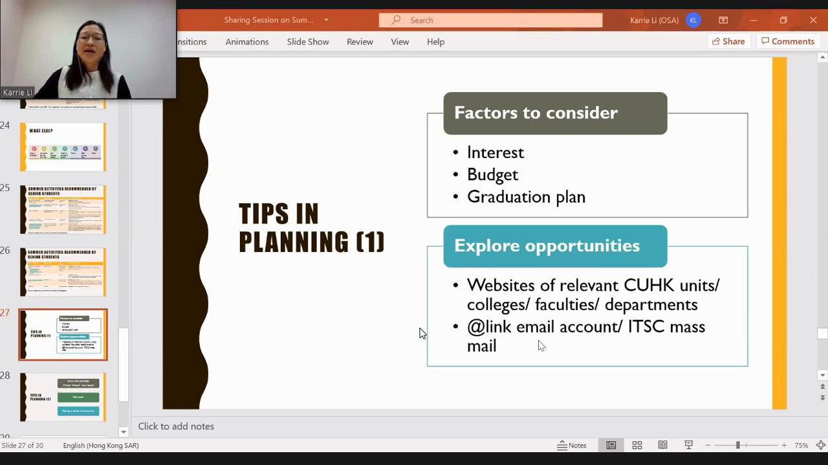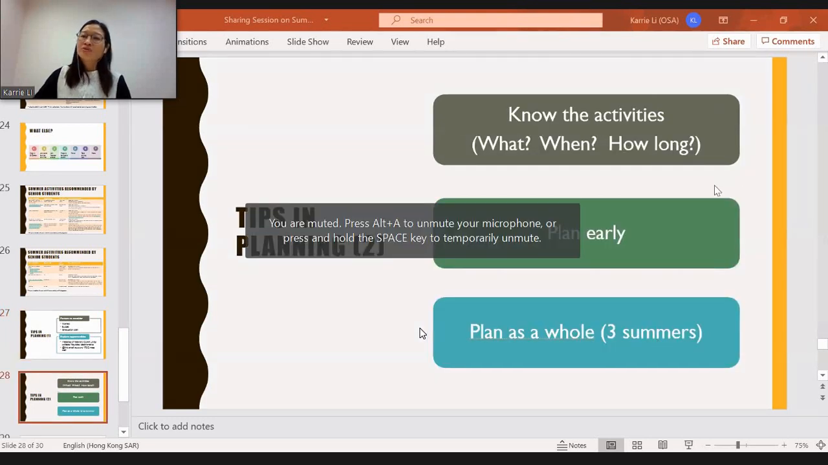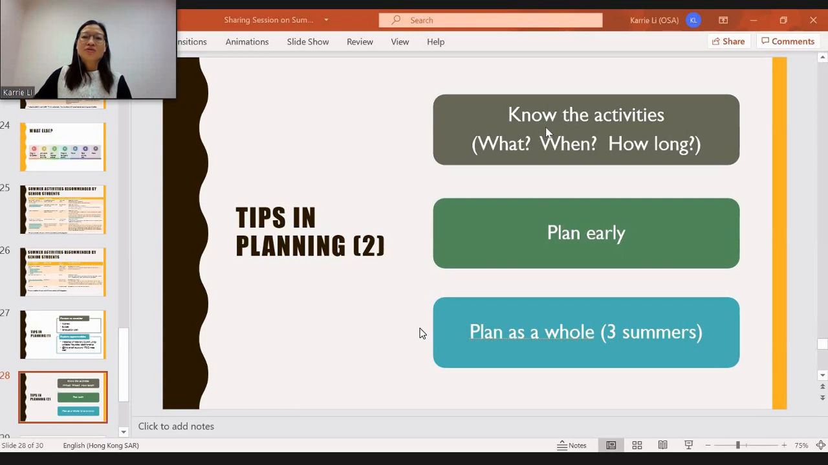Really important is that most of the activities will be sent to your email account. And every Friday, there is an ITSC mass mail. So please check these emails and see if there is anything you may want to join, okay? And when you get to know of these activities, try to check what it is, when it is, and how long it will take. And plan early, because some of these programs have very early deadlines, okay?